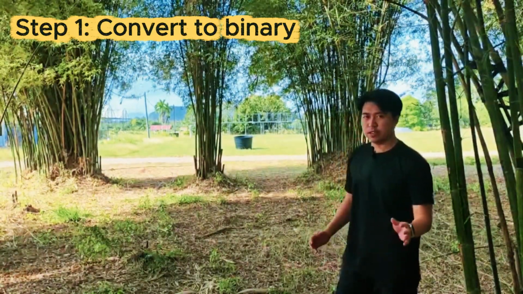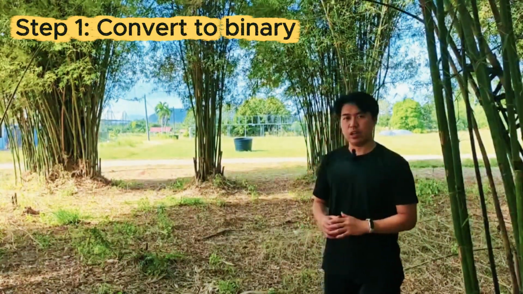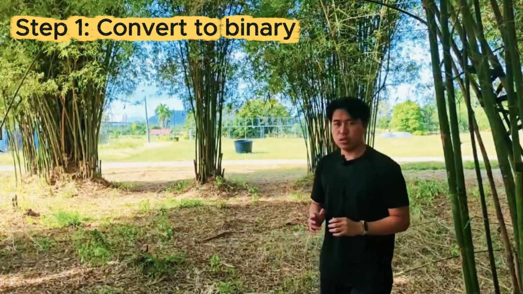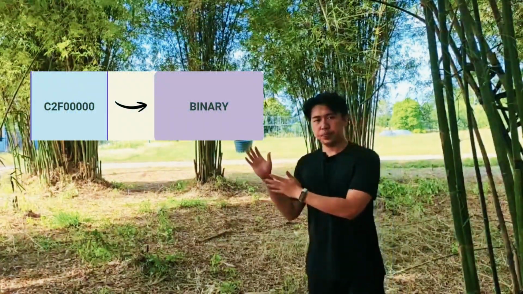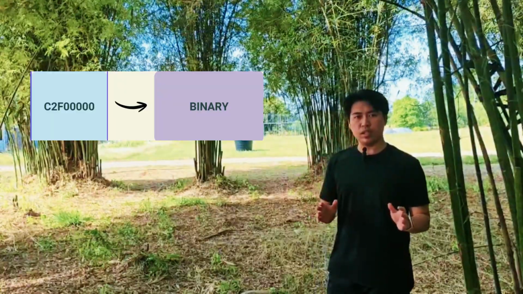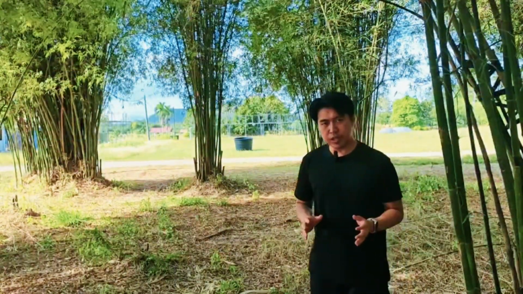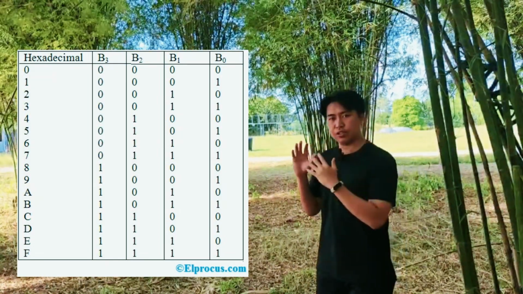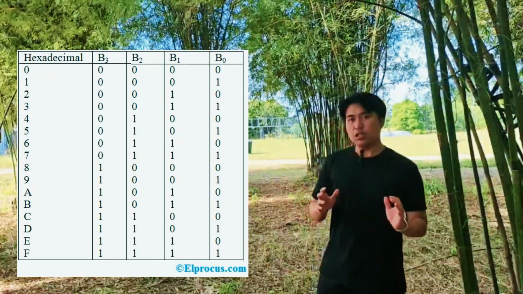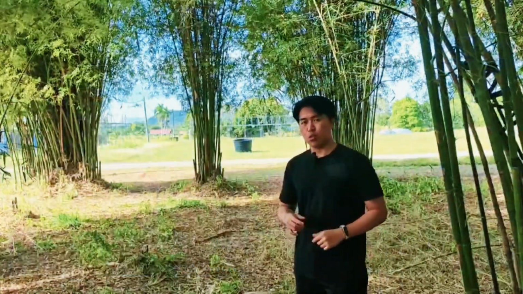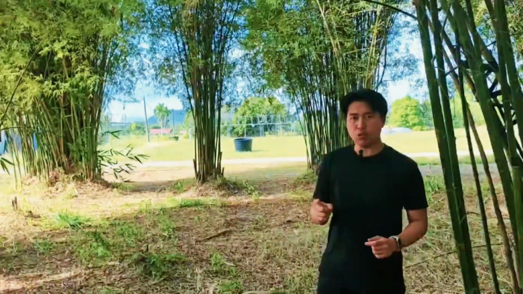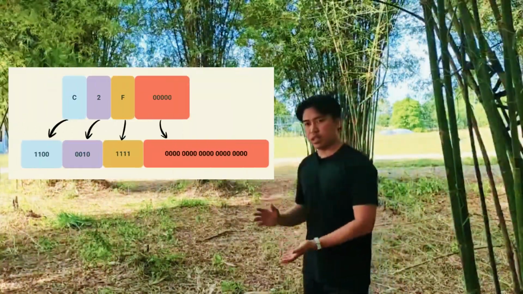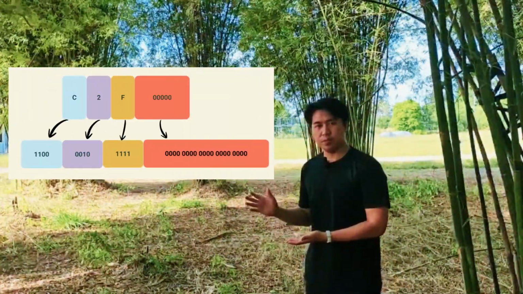So, for the first step, we need to convert the hexadecimal value into the binary form. Here's the given example, and we need to convert it into binary using the magic table. It is an easier way to convert the hexadecimal into binary using the magic table because one hexadecimal digit equals 4 binary digits. So, we will get the answer like this.